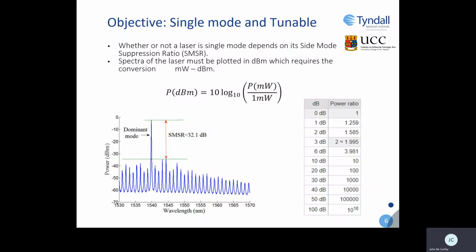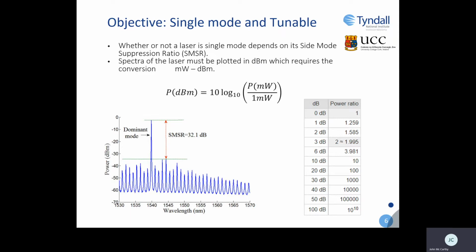So, the objective we want to explore today in this presentation is to design a laser that will produce a single mode and tunable wavelength. So what does this mean? Well, whether or not a laser is single mode depends on its side mode suppression ratio. This is attained by plotting the power of the laser spectra in dBm and measuring the power difference between the dominant mode of the spectra and the secondary mode.